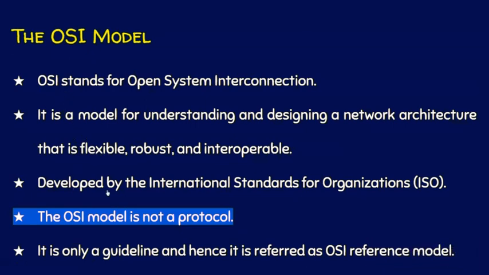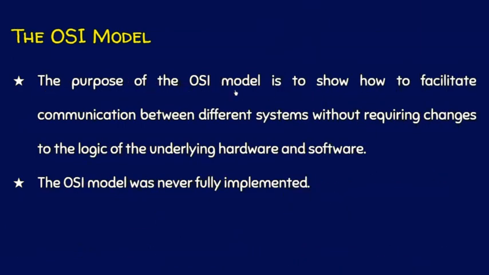This OSI model was developed by the International Organization for Standardization, which is well known by the acronym ISO. So ISO developed this OSI model. The very important note is that the OSI model is not a protocol, so it is not implemented. It is only a guideline for 2 different computers or 2 different systems that want to communicate with each other. They can follow these guidelines, and hence it is referred to as the OSI reference model. We will now see what is the purpose of having this OSI model.